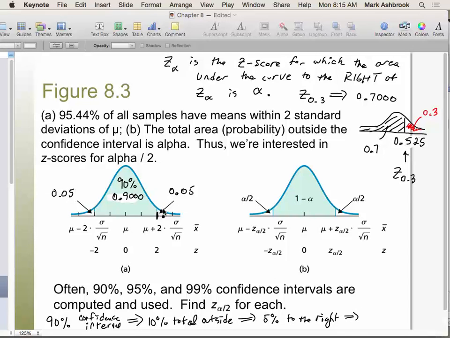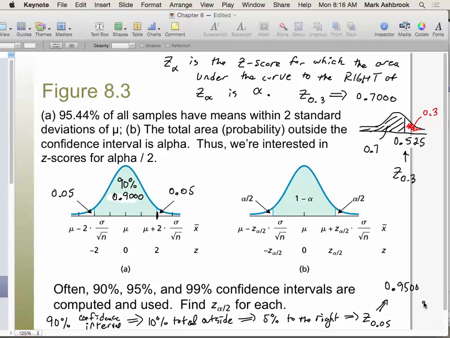So what percent of the data is here? 5%. So it's z of what? 0.05. And to do z of 0.05, where are we going to look in the table? What percent are we going to look at? 0.9500. And that will be the z-score.